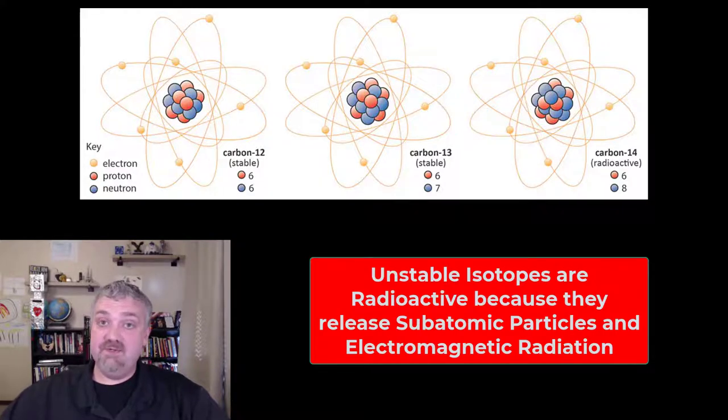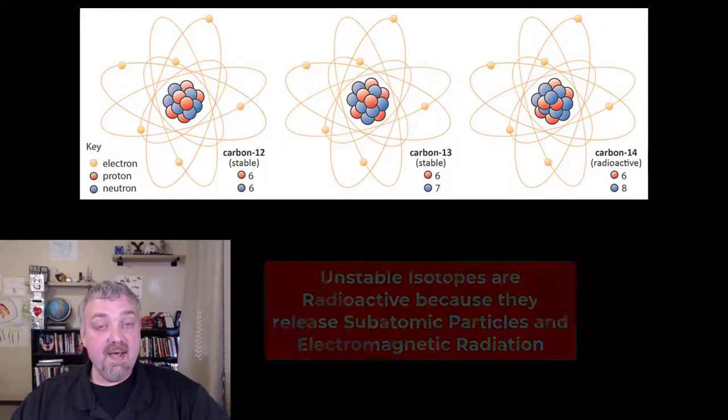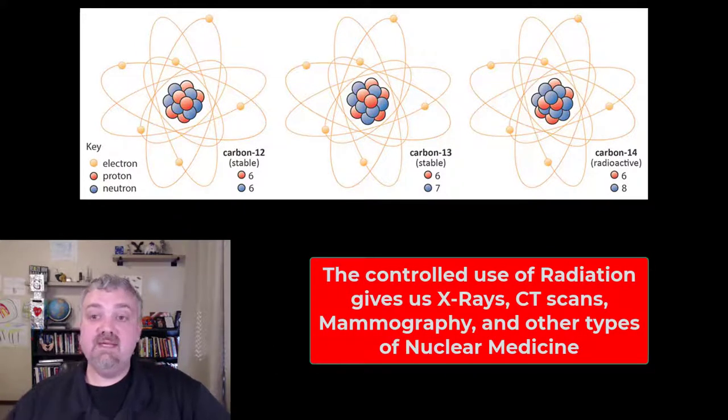That can be 12 years or 12 million years. They're going to be releasing subatomic particles and releasing electromagnetic energy. And this energy can be damaging. So exposure to radioactive isotopes like carbon-14 can damage human cells, cause cancer, cause birth defects, these kind of things. But they're still important for many reasons. Now, because we know the half-life of carbon-14, we can use that for what's called carbon dating.